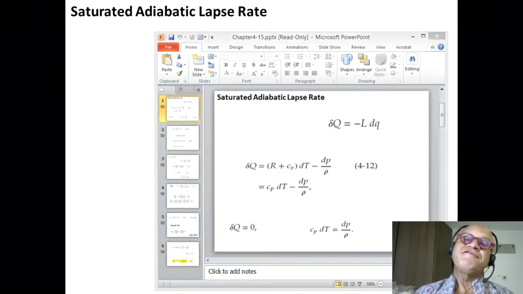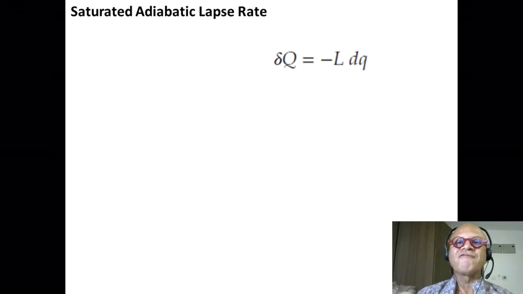Okay, so we defined a saturated water vapor pressure for a reason. We look for what we call the saturated adiabatic lapse rate. We looked at the dry adiabatic lapse rate. Obviously, there's a counterpart when you have water vapor in the air parcel that we are lifting from the surface, right? So what happens? Essentially, the change in heat.